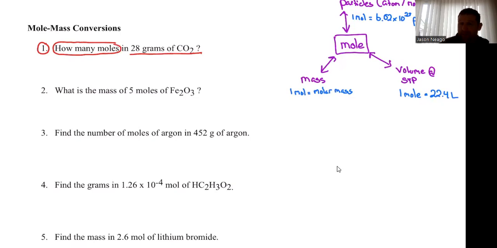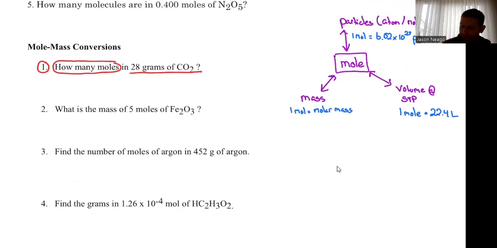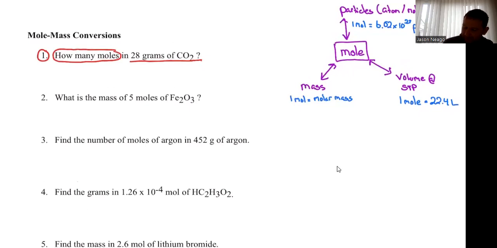If I look at my mole map, where am I? Well, I'm given grams, which is a measure of mass, and I'm asked to find moles. So I'm going from mass to moles. The conversion factor that I'm going to use is 1 mole is equal to the molar mass. So how do I find the molar mass?